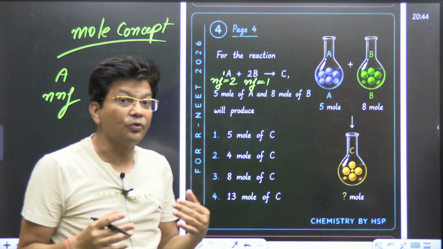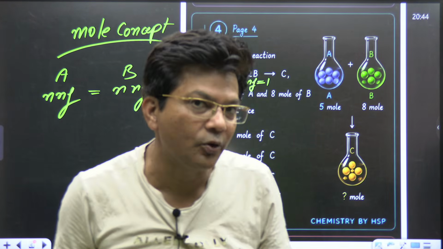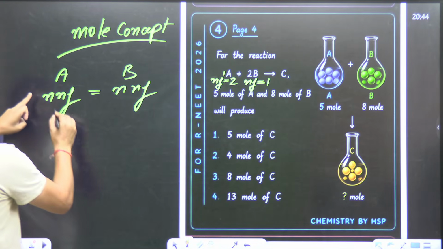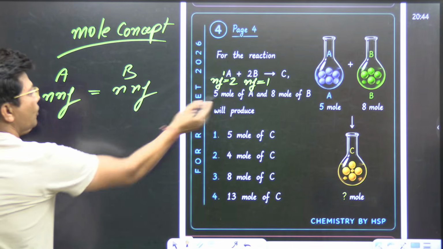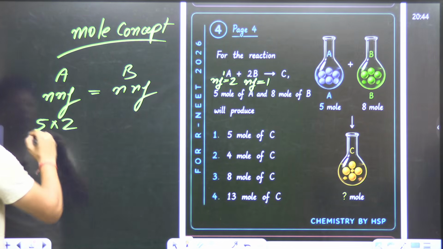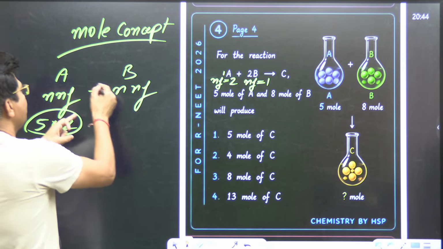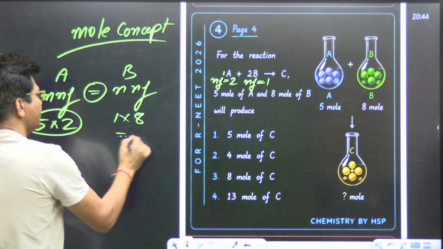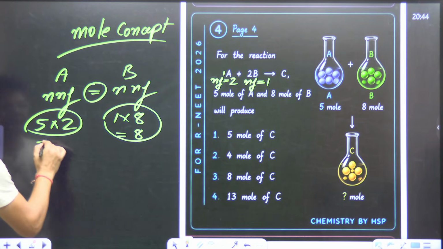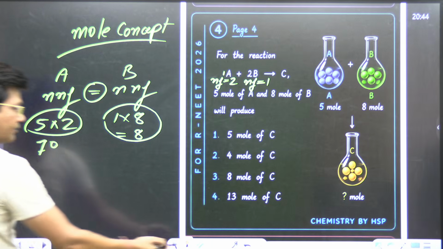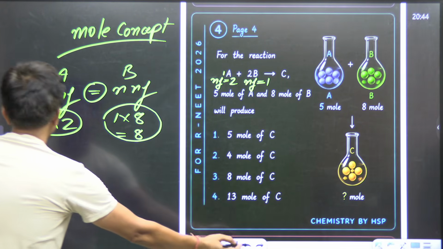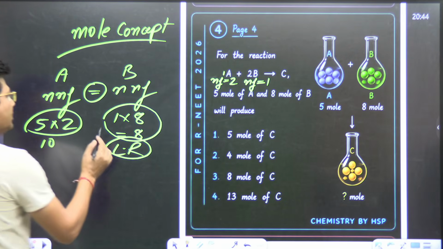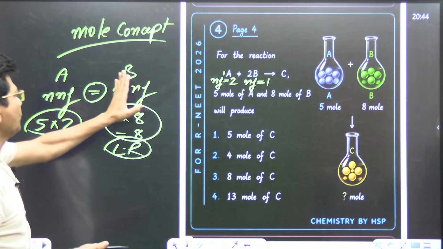Now first we have to find out who is the limiting reagent. How to find out the limiting reagent? If I say A's N factor is 2 and they have given 5 mole of A, 5 into 2, and about this, right now we don't know whether they are equal or not equal. 1 into 8, this is coming out 8 only and that is coming out 10. So definitely this is more and that is less. Are you getting my point? This is coming out 10 and that is coming out 8. So definitely this is your limiting reagent. The limiting reagent will decide the product formed.